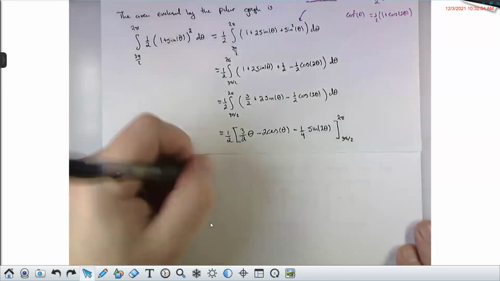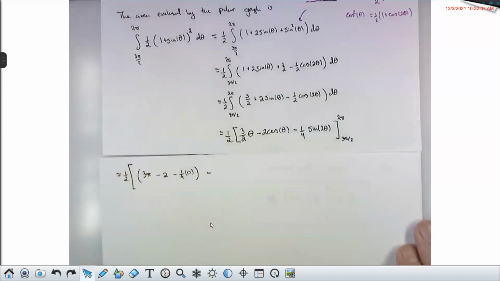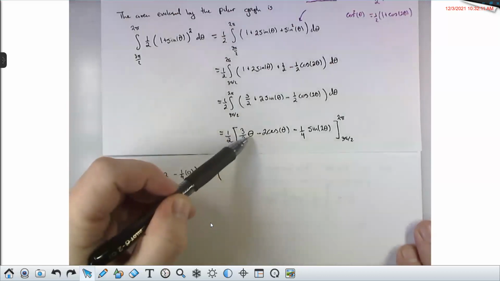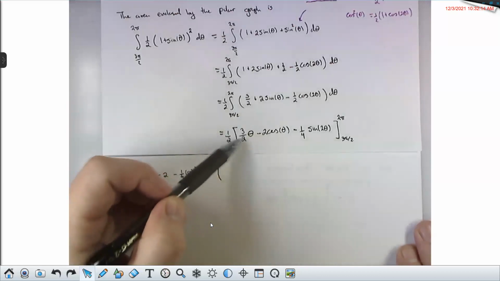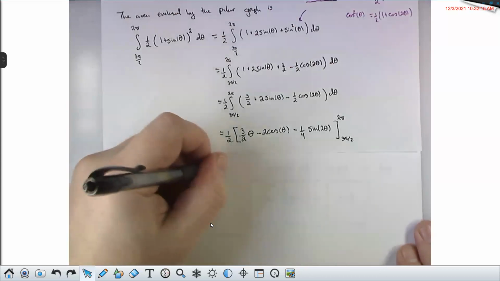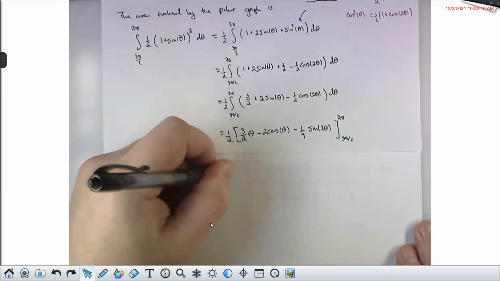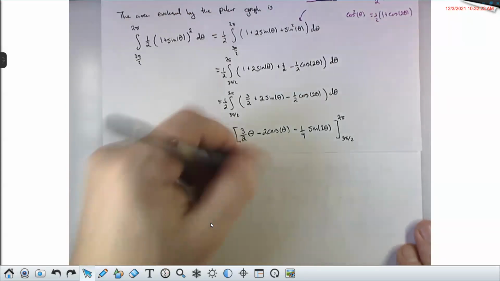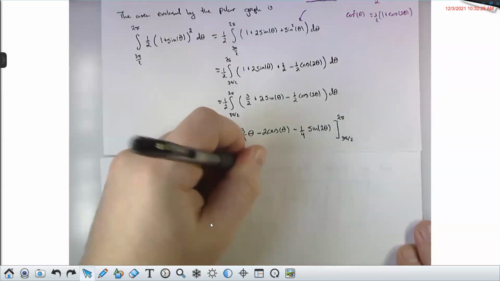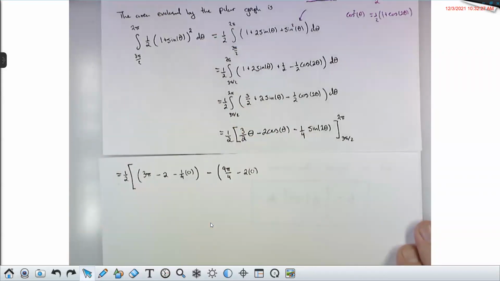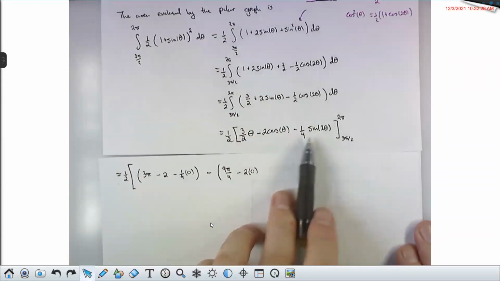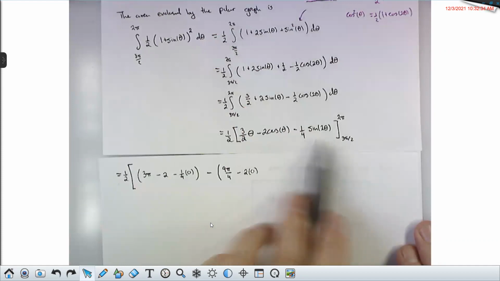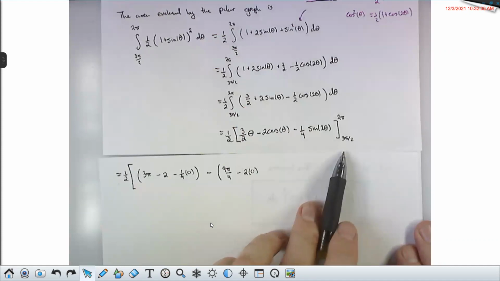And then I need to subtract off what we get at 3 pi over 2. When I plug 3 pi over 2 in here, that's 9 pi over 4. Minus 2 times the cosine of 3 pi over 2. Well, the cosine of 3 pi over 2 is 0, so this is minus 2 times 0. Minus 1/4 times the sine of 2 times 3 pi over 2. Well, that's the sine of 3 pi, which is also 0.